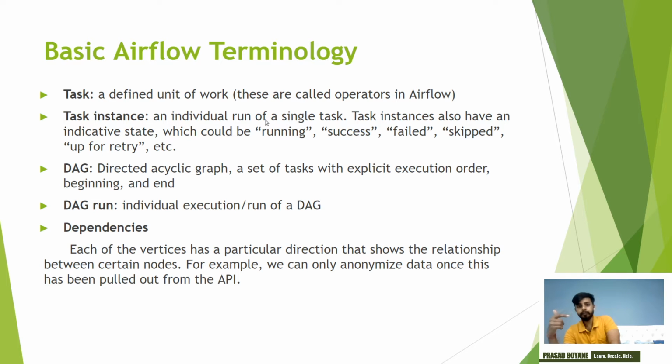So if we are running the task daily, a new task instance will get created daily. It's easier for logging. If you want to check what happened in yesterday's task or its run, you can go back in time and check those logs. DAG is nothing but a directed acyclic graph, a set of tasks with explicit execution order, the dependencies we have seen, right, and a beginning and end. So it always starts from left and ends at right.